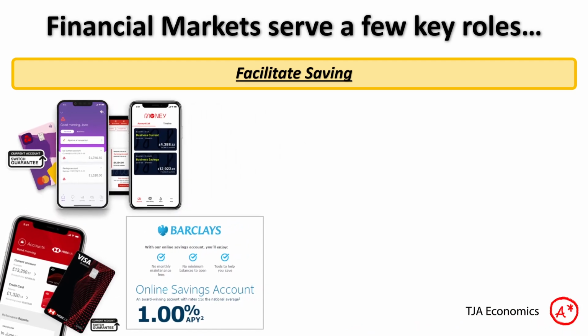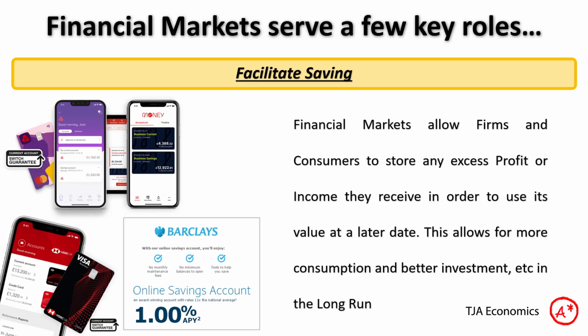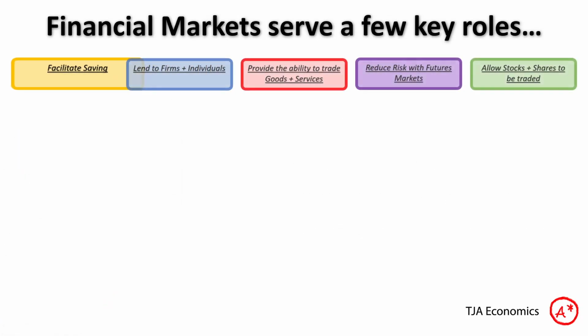And so we can summarize that by saying financial markets allow firms and consumers to store any excess profit or income they receive in order to use this value at a later date. This allows, crucially, for more consumption and better investment, etc., in the long run. So one of the key roles in allowing saving is that it means we can do better investment and more consumption in the long run.